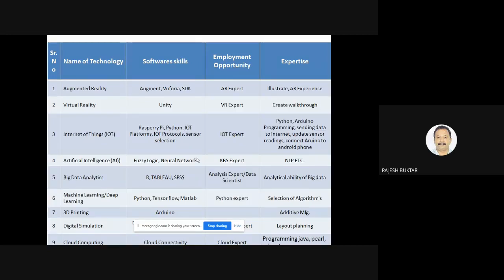This is just one slide I'm sharing. I actually developed this for Industry 4.0. A lot of experts, AR experts, VR experts, IoT experts, big data experts, are needed by the industry. So what are the software skills which the student is expected to learn in that direction? Those are some of the areas which I've approximately pinpointed.